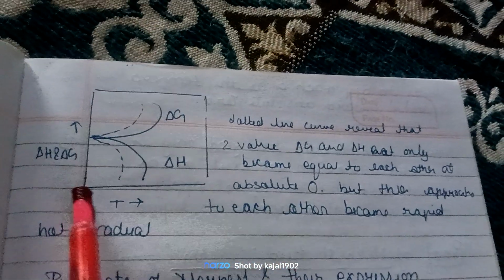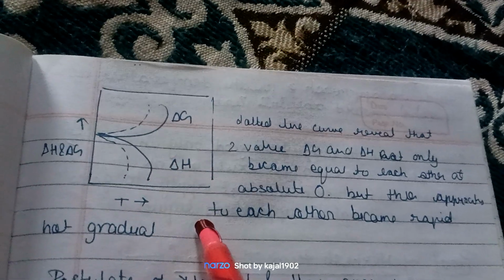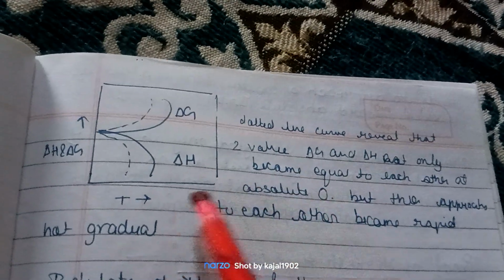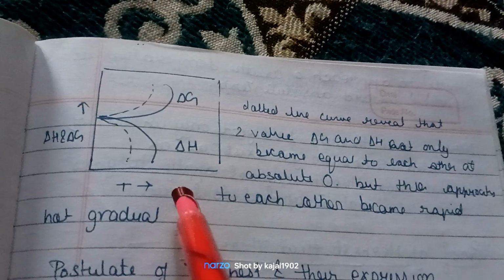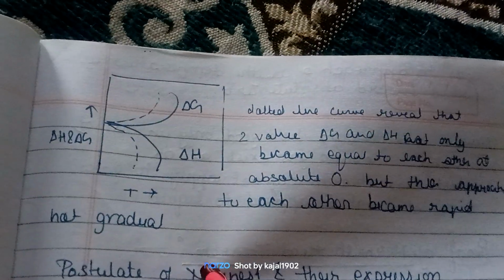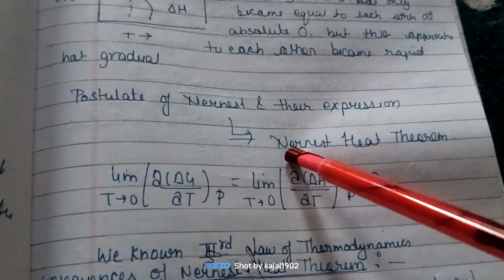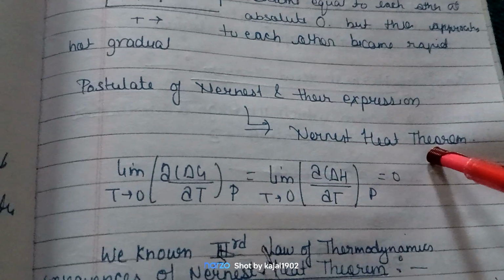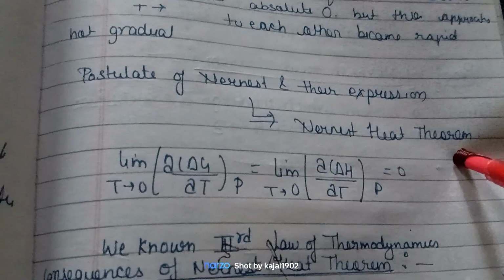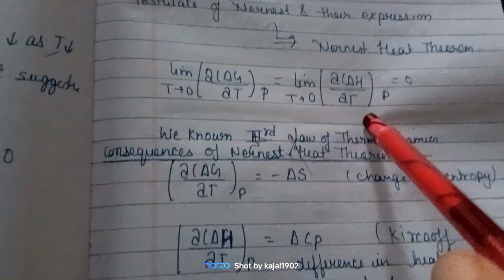So here you can see the dotted line curve reveals that the true values of ΔG and ΔH do not become equal to each other at absolute 0, but that the approach to each other becomes rapid, not gradual. So here you can easily see the postulate of Nernst, and the expression is known as Nernst heat theorem. So this one approaches 0.